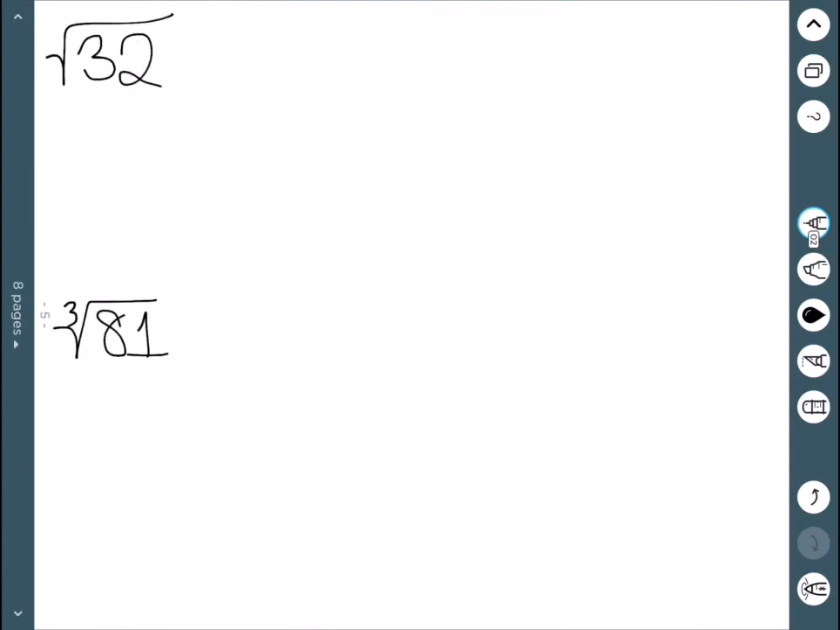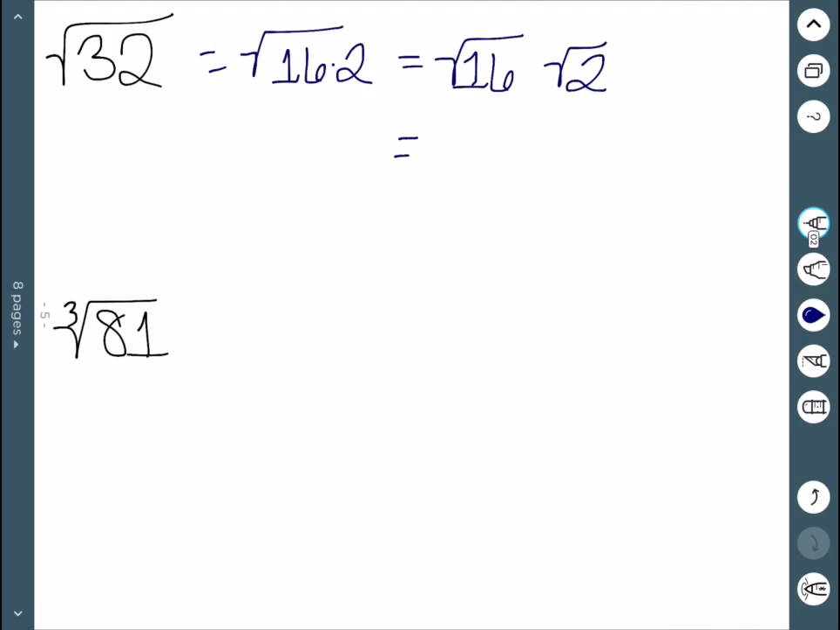So for example, if I want to look at the square root of 32, we can't actually take the square root of 32, but we may be able to simplify this. Well, we know that 32 is really 16 times 2. And by the first rule, we can break this up to get the square root of 16 times the square root of 2, and we know what the square root of 16 is. It's 4. So I have 4 square root of 2.